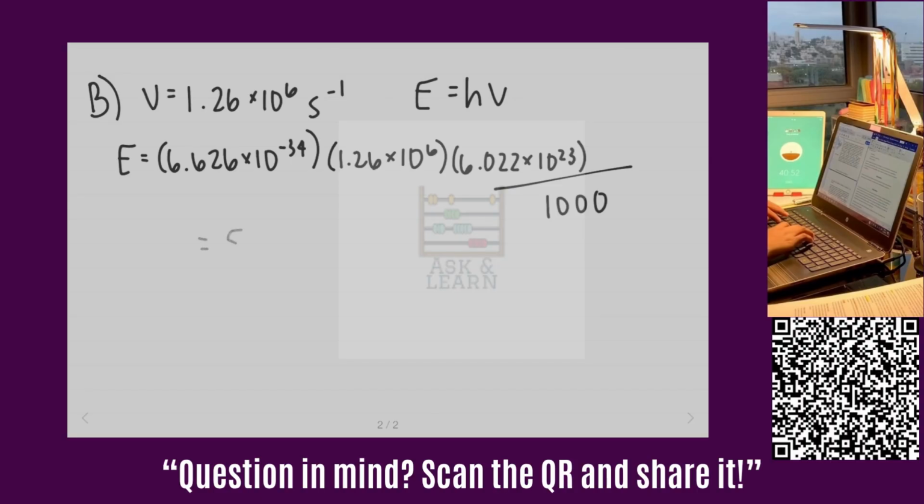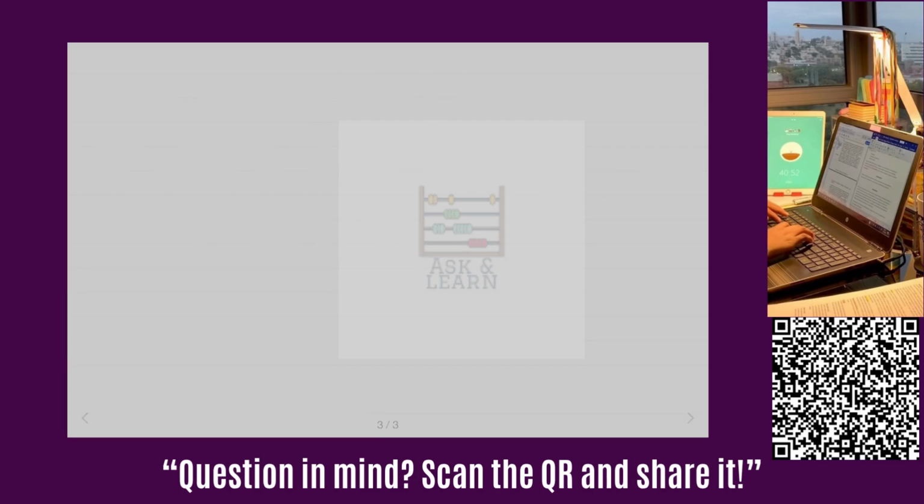And then when we multiply all that out, we get 5.03 times 10 to the negative 7th kilojoules per mole. Last one, going on to part C. Now we are given the wavelength of 2.57 times 10 to the second meters.